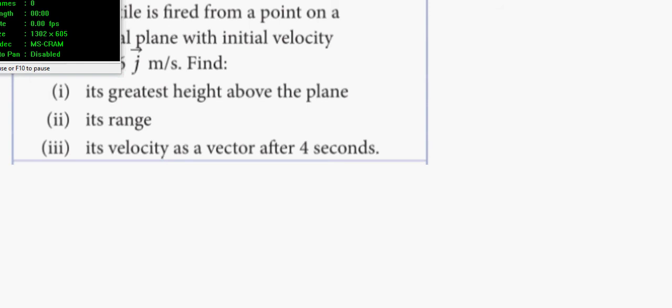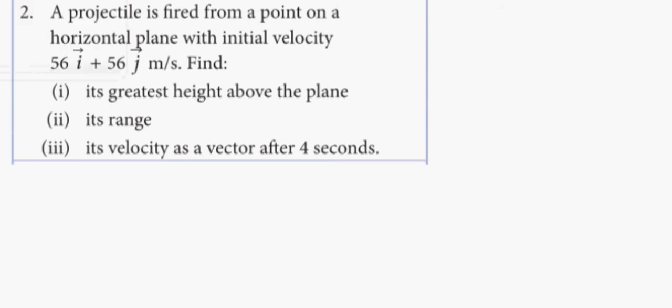Now, a projectile is fired from a point on a horizontal plane with a velocity of 56i plus 56j meters per second. Find the greatest height above the plane, its range, and its velocity as a vector after 4 seconds.